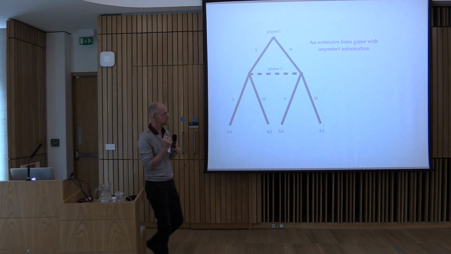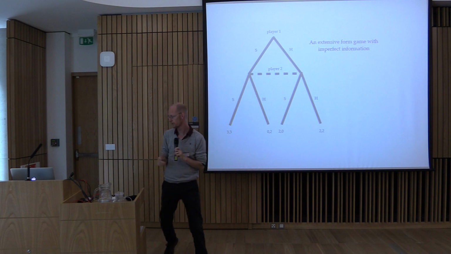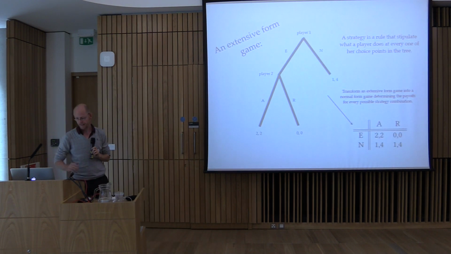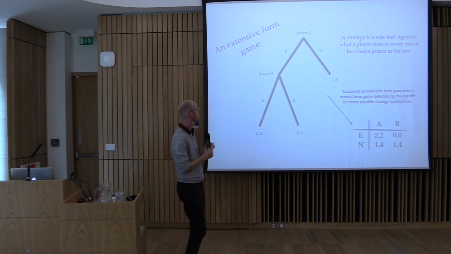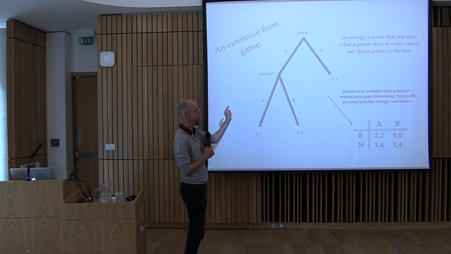Now, that was an extensive form game with perfect information. Perfect information means that player 2 saw what player 1 was doing. So he saw that player 1 was either playing E or N.